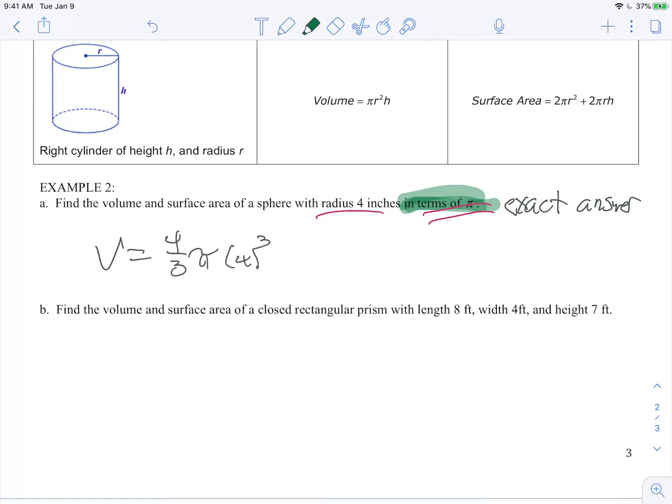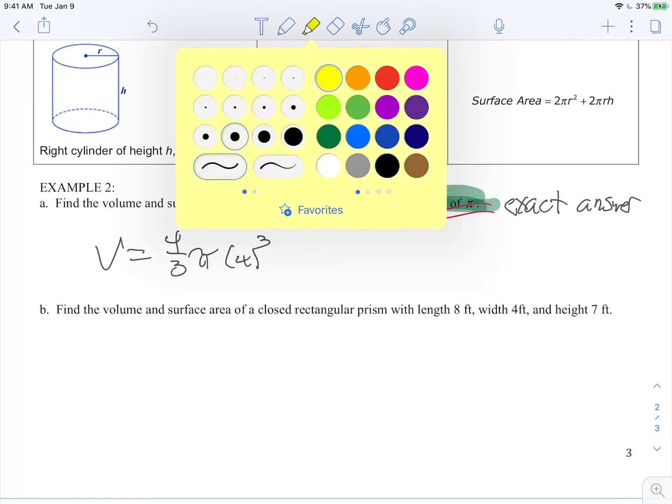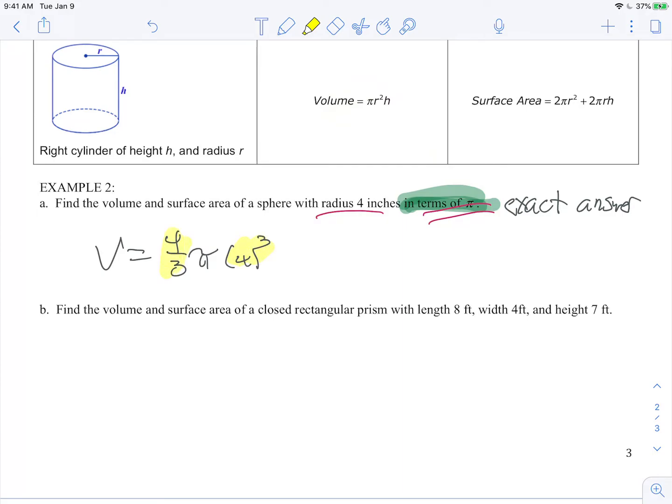So the only thing you would put in the calculator would be this and this. Don't put pi in there because otherwise it won't be exact. All right, and this is going to give you 4/3, 256 pi over 3. That's what it means in terms of pi. If you were to round it, you're going to round it to 268.08 inches cubed.